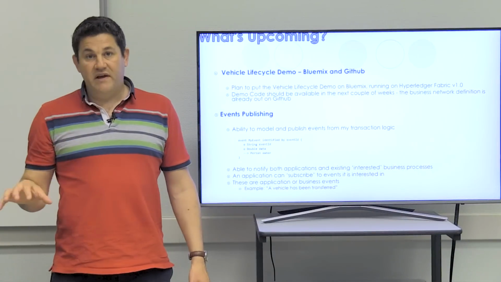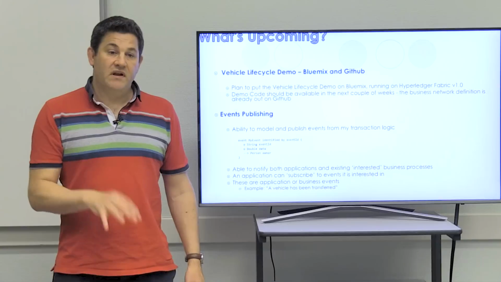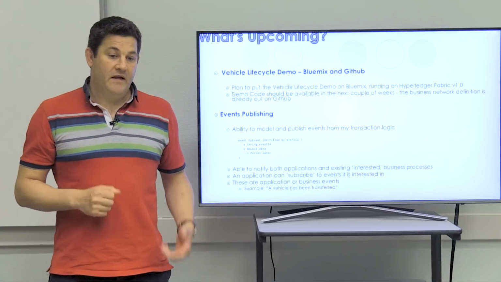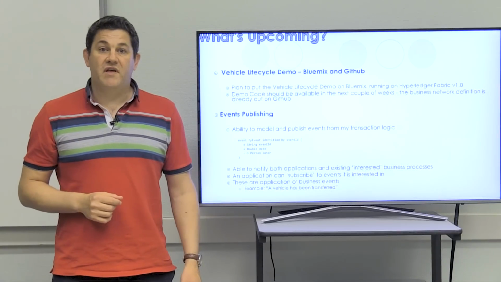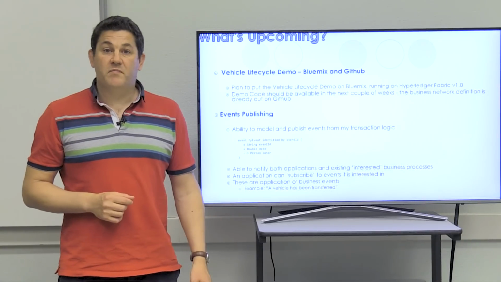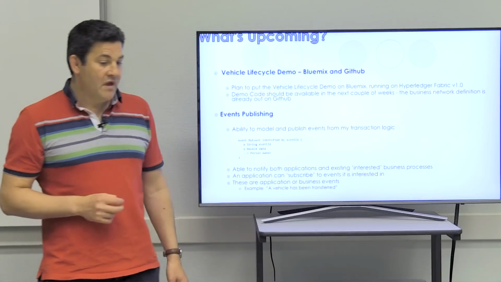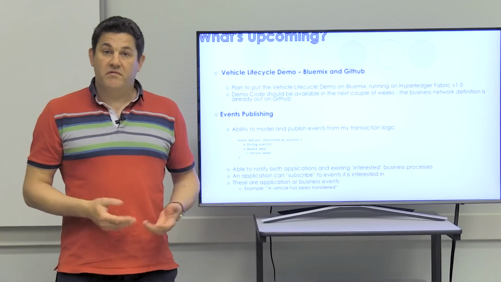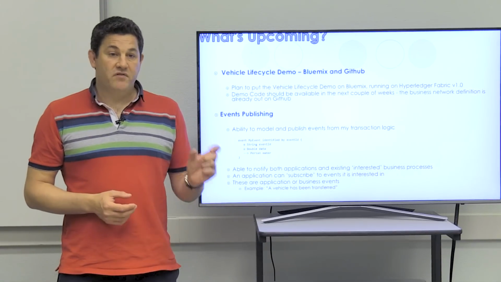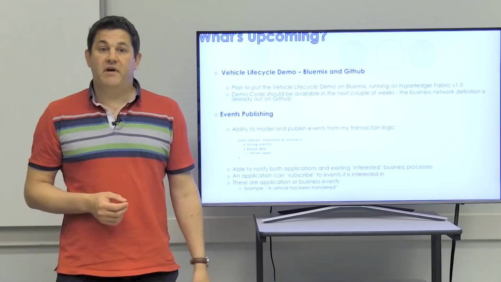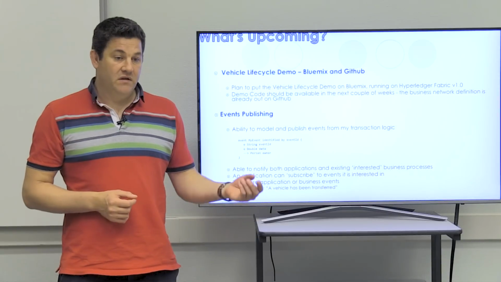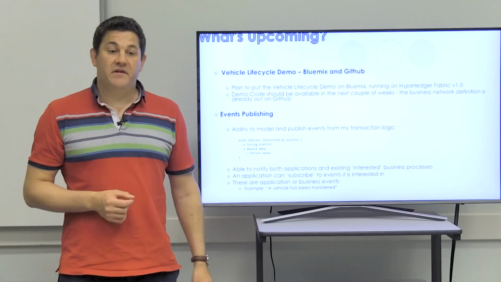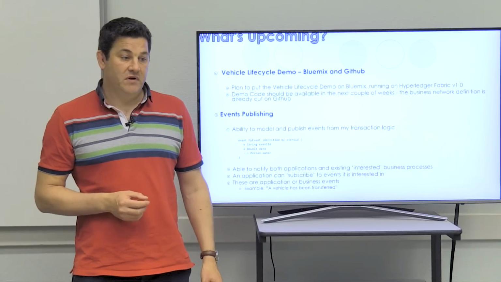And Composer will take care of mapping that down into the underlying Fabric APIs, so it gets propagated onto the event hub as a piece of JSON data. And then to consume the event, you can use some Composer API to register a JavaScript function, a callback, a listener, which will be called whenever an event is published onto the event hub.